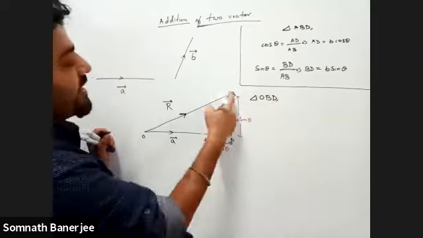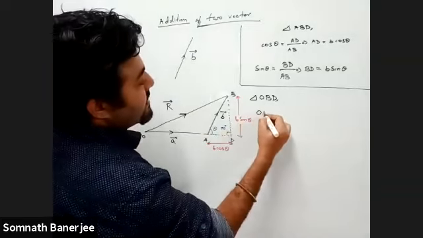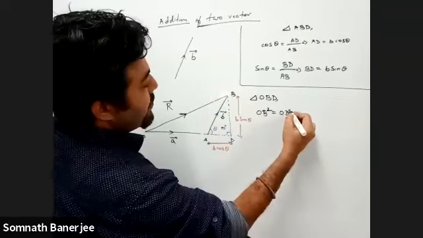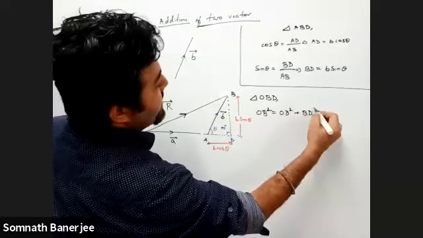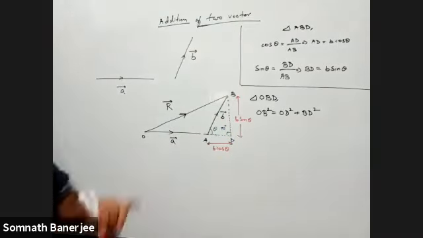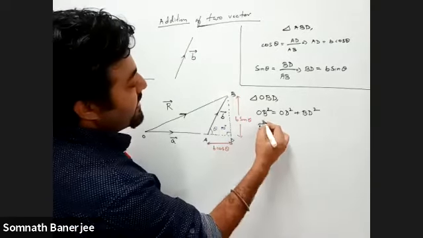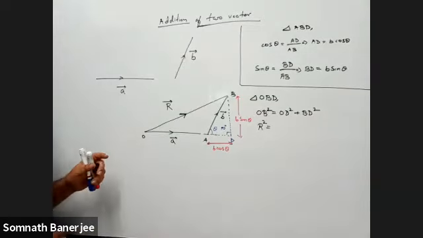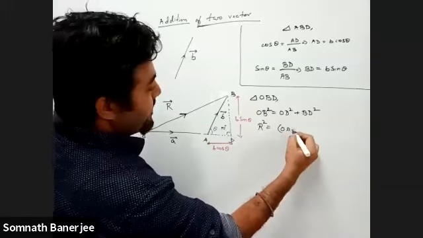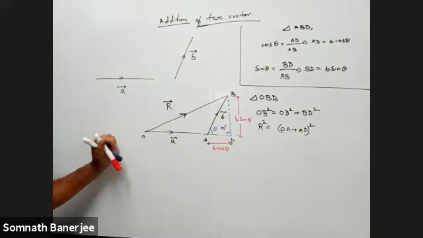In triangle OBD, from the Pythagoras theorem, what we can say, OB square equals OD square plus BD square. We all know it from Pythagoras theorem. What do you mean by OB square? OB is R, so R square. What do you mean by OD? OD means OA plus AD, square. What do you mean by BD square?